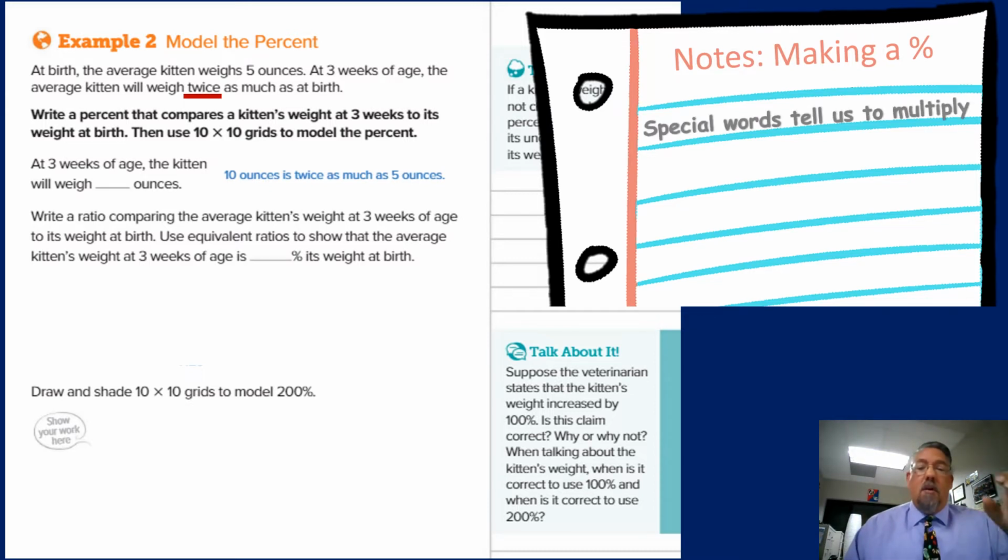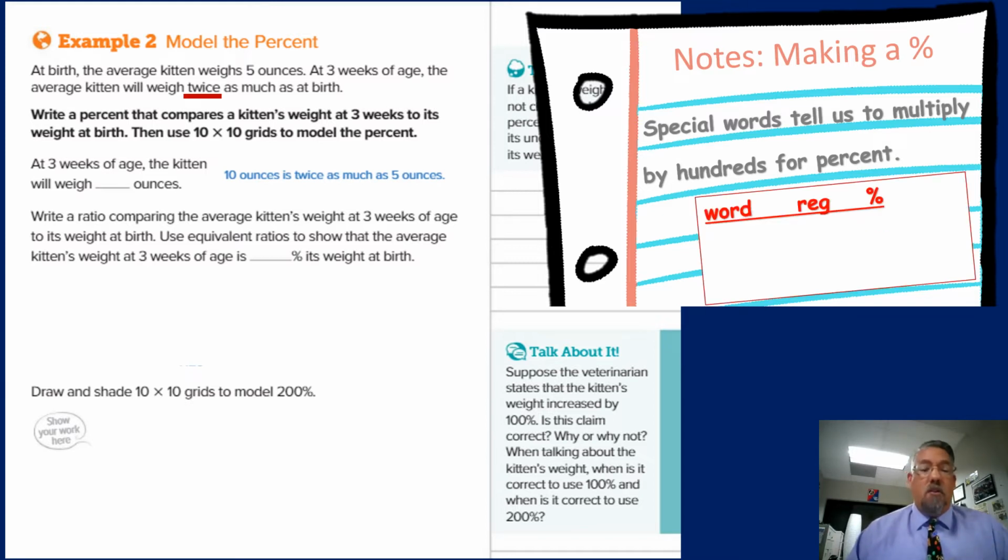So we have some special words when it comes to how we multiply. I'd like you to write down the special words that tell us how to multiply by hundreds for percentages, because that's what all these notes are about. Then I want you to make this chart. Inside of a box, I want you to have up at the top left "word," then "regular," so if I'm doing regular numbers, and then "percentage," so that I know what my columns are telling me.